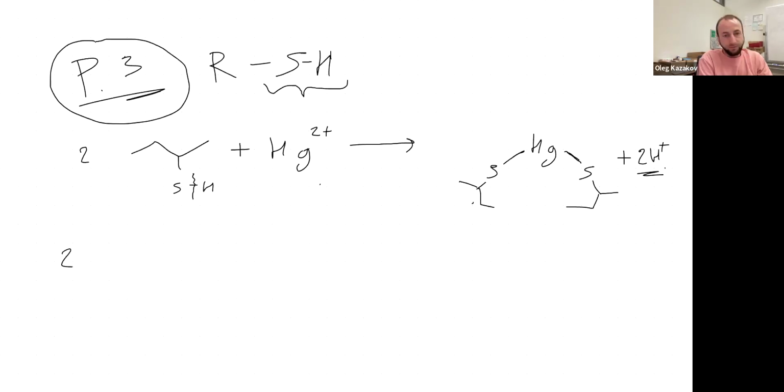Next process. Let's imagine we have something like this. So this is going to be our cyclic thiol. It will be oxidized now. Once this happens, what are we going to do, right? So we are going to predict our product.